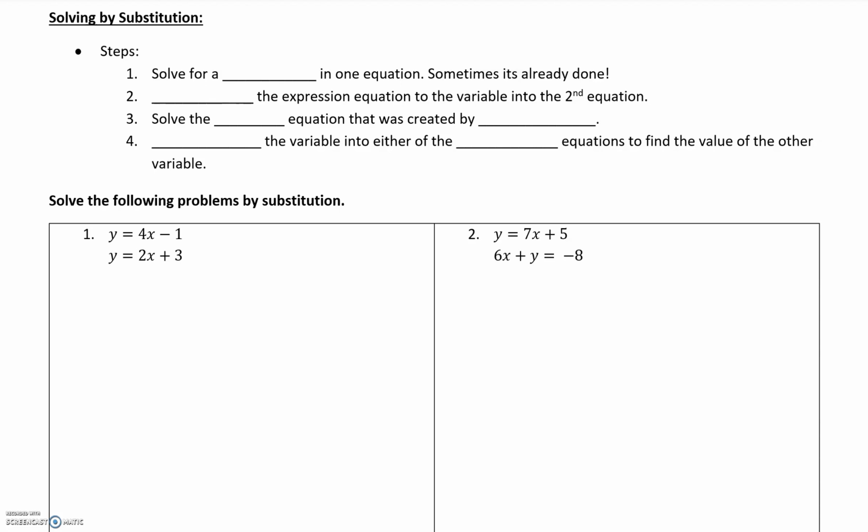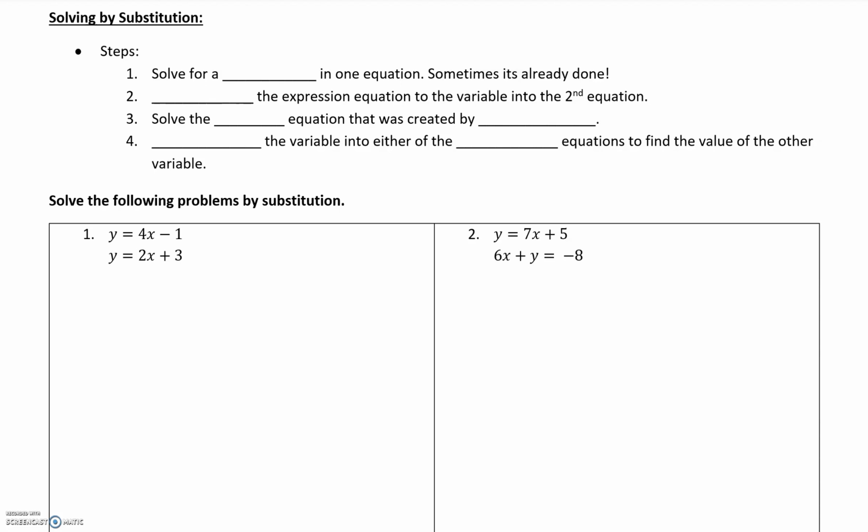We've got some steps here at the top that are going to help us, just as a little helpful reminder of what to do when solving using substitution. So you're probably going to want to come back to these steps throughout your problems if you get stuck. So let's go ahead and fill in these blanks together to begin with.